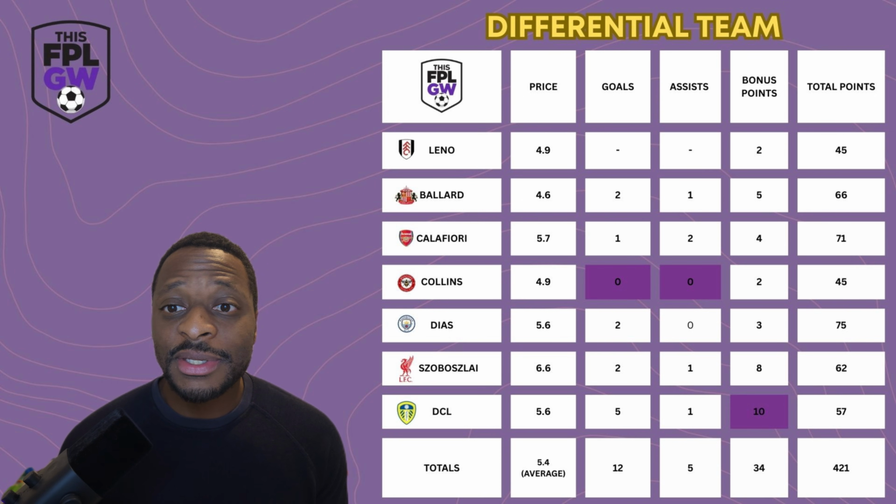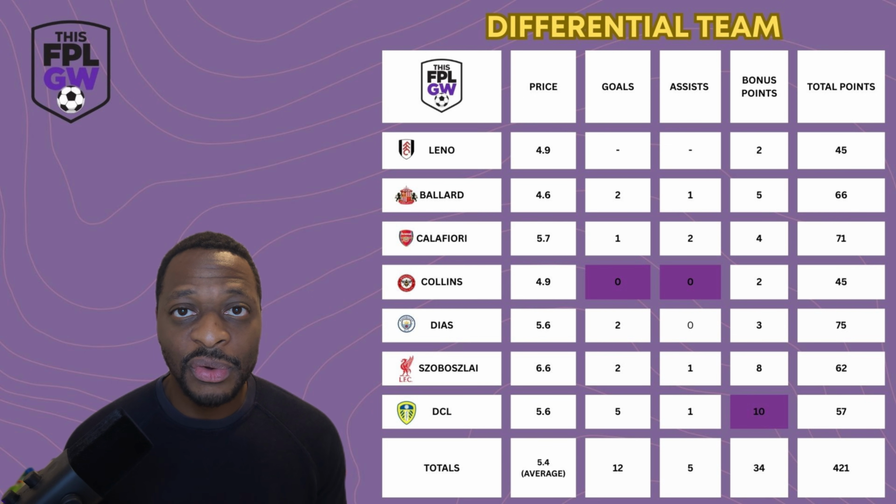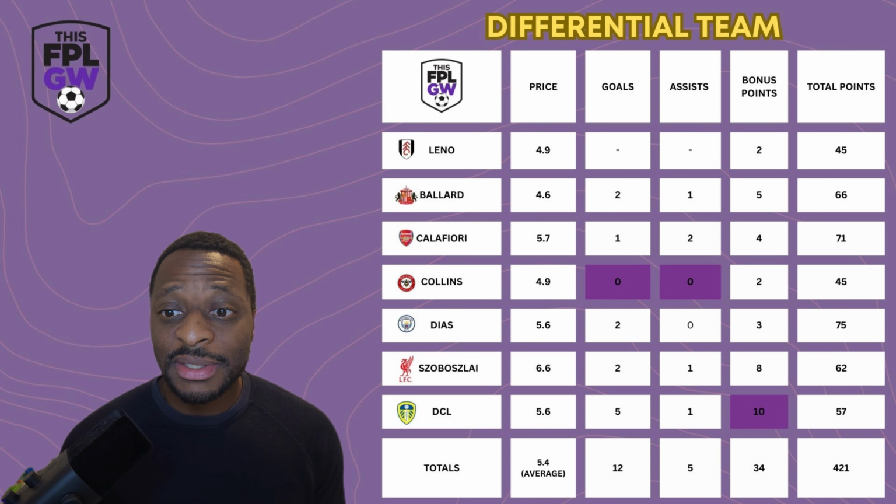Across the top, you'll see the different columns in terms of how I'm organizing the data. We have the price, how much they cost, the goals, the number of assists, the bonus points, and total points. So we can get a really good overview of how they've actually been performing. And one thing you'll see is I wanted to highlight some of the big things in deep purple so you can see how they've been performing.